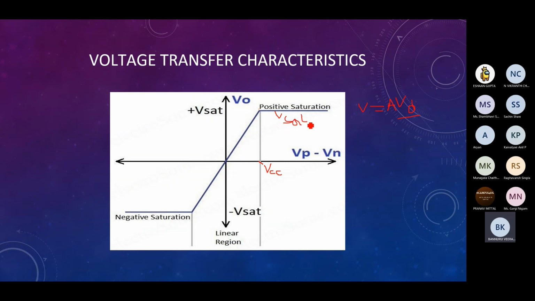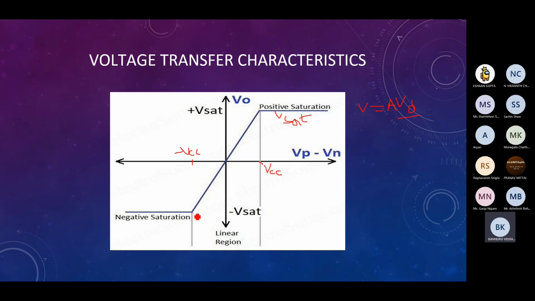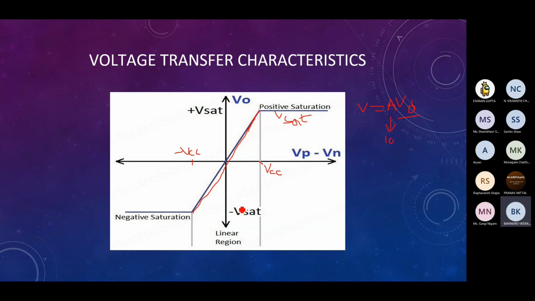Similarly, when the voltage Vd is less than minus VCC, then also it reaches negative saturation. So this is called the negative saturation region, and that is the positive saturation region. And the linear region, which is where it acts like an amplifier, is called the linear region. Basically, this A is of the order of 10 power 6, which is very high. So it looks somewhat like this. The slope is almost infinity.